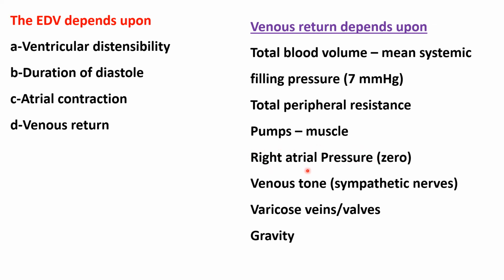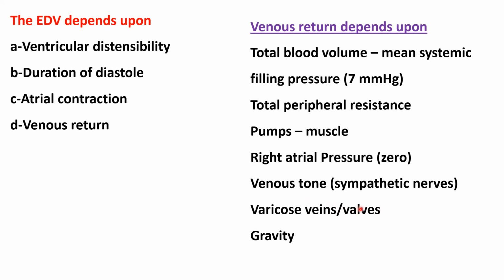When the respiratory muscles in the chest are decreasing the pressure in the chest, this decreases the pressure in the right atrium as well to zero, and this increases the blood flow to the heart. Venous tone, that is the sympathetic nerves. If the vessels are toneless, then the blood will keep collecting in the veins and it will not go upwards. Varicose veins and the valves of the veins: if the valves are healthy, the blood will not go back and will be helped to go upwards.